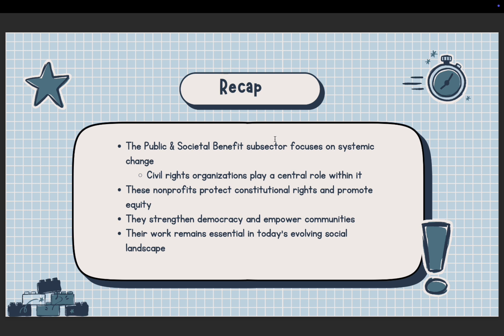The public and societal benefits subsector focuses on systemic change. Civil rights organizations play a central role within it, and these nonprofits protect constitutional rights and promote equity. They strengthen democracy and empower community. Their work remains essential in today's evolving landscape.